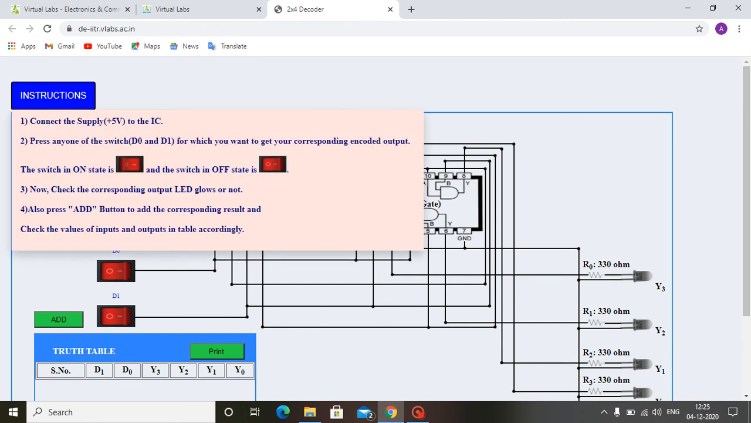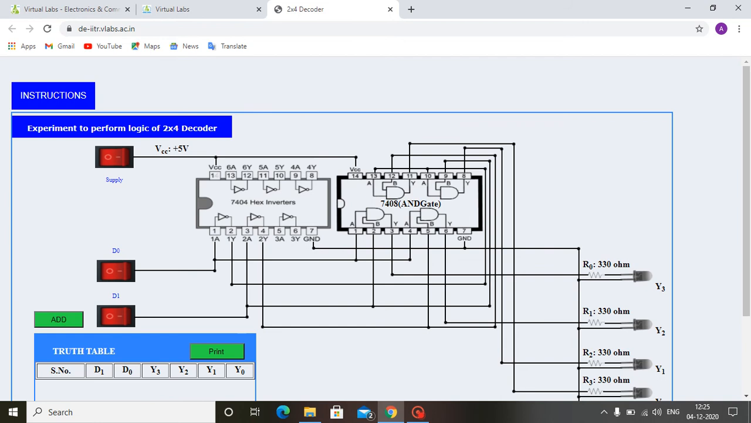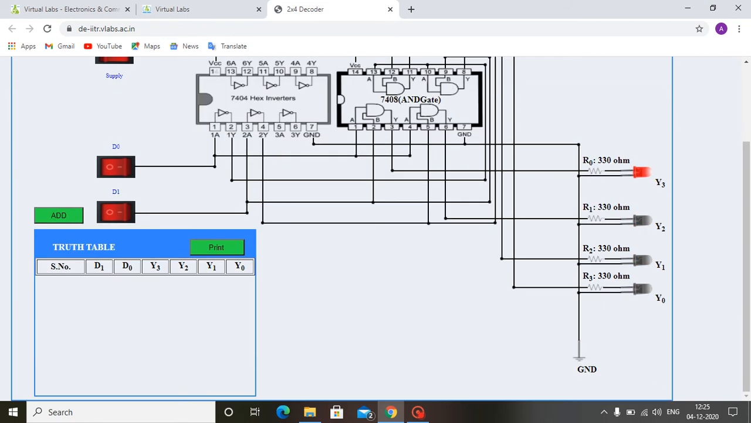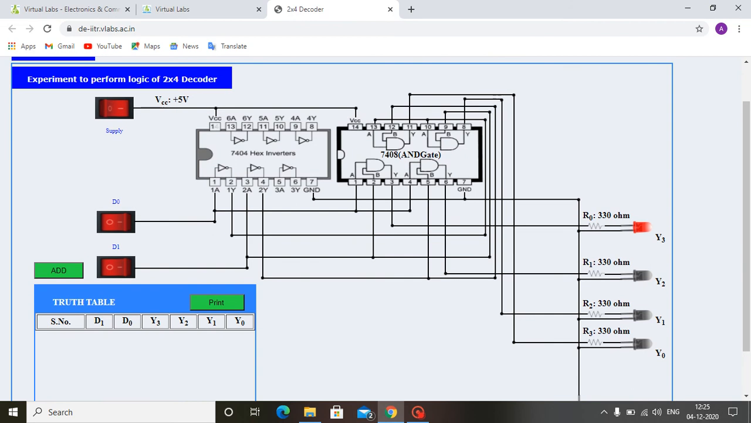The instructions are written here, how to perform the lab. At first we have to give the supply voltage. These are the inputs of a decoder, that is D0 and D1, and these are the outputs, that is Y0, Y1, Y2 and Y3. When D0, D1 both are 0, then output Y3 is 1, that is the LED of Y3 is glowing.